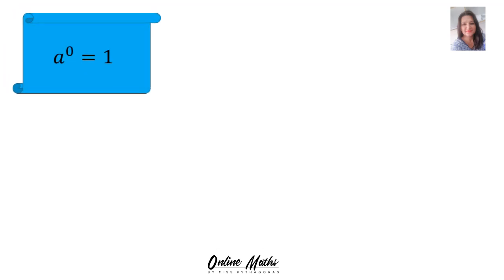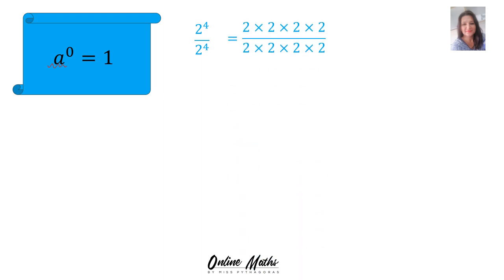Now, on this rule, a to the 0 is equal to 1. This means anything to the 0 is equal to 1. And the reason why you can say that is if I give you 2 to the 4 divided by 2 to the 4, and we write it in expanded form, it becomes on top, the numerator, 2 times 2 times 2 times 2 over at the bottom 2 times 2 times 2 times 2. Then you can say 2 goes in itself once, 2 goes in itself once, and so on. And then all of that is a 1.